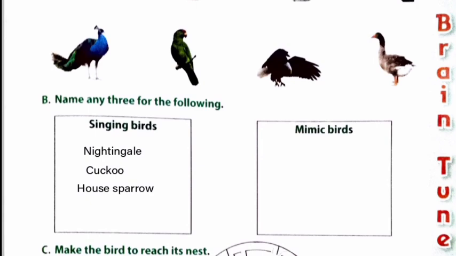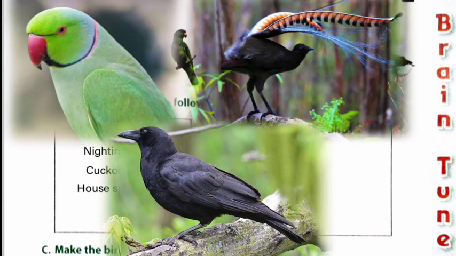The next one is mimic birds. The birds which have the capability of repeating what you say or mimic the sound which the birds hear are called mimic birds. The birds which repeat the sound which they hear. Examples of mimic birds are parrot, American crow and lyrebird.